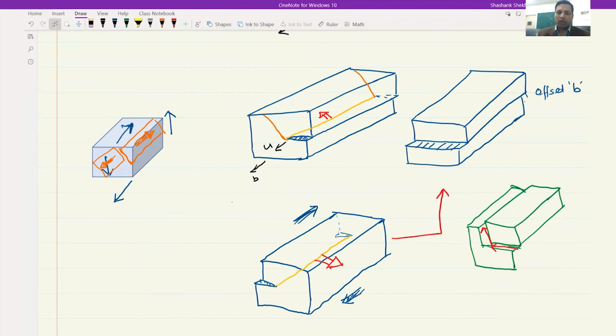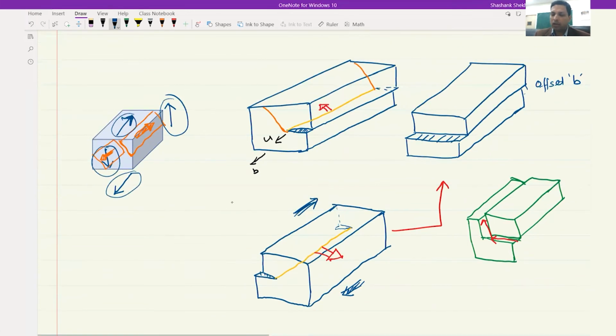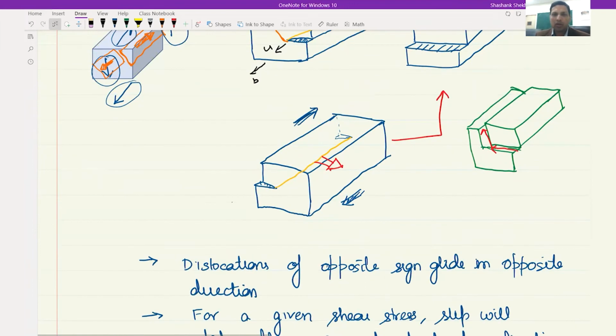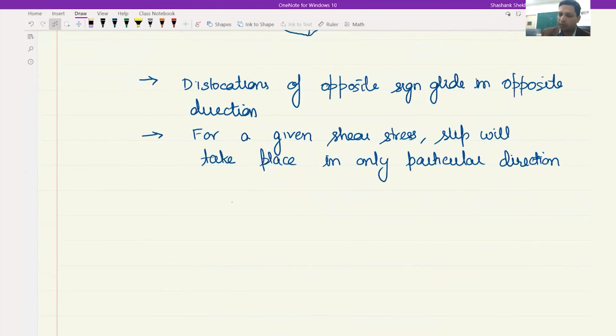The other possibility was when we are considering this particular dislocation, this particular shear stress. In that case, we will get a step along this direction. But when we are focused on this particular shear stress, then we will get only this kind of step, whether it is an edge dislocation, positive edge dislocation, negative edge dislocation, positive screw dislocation, or negative screw dislocation.